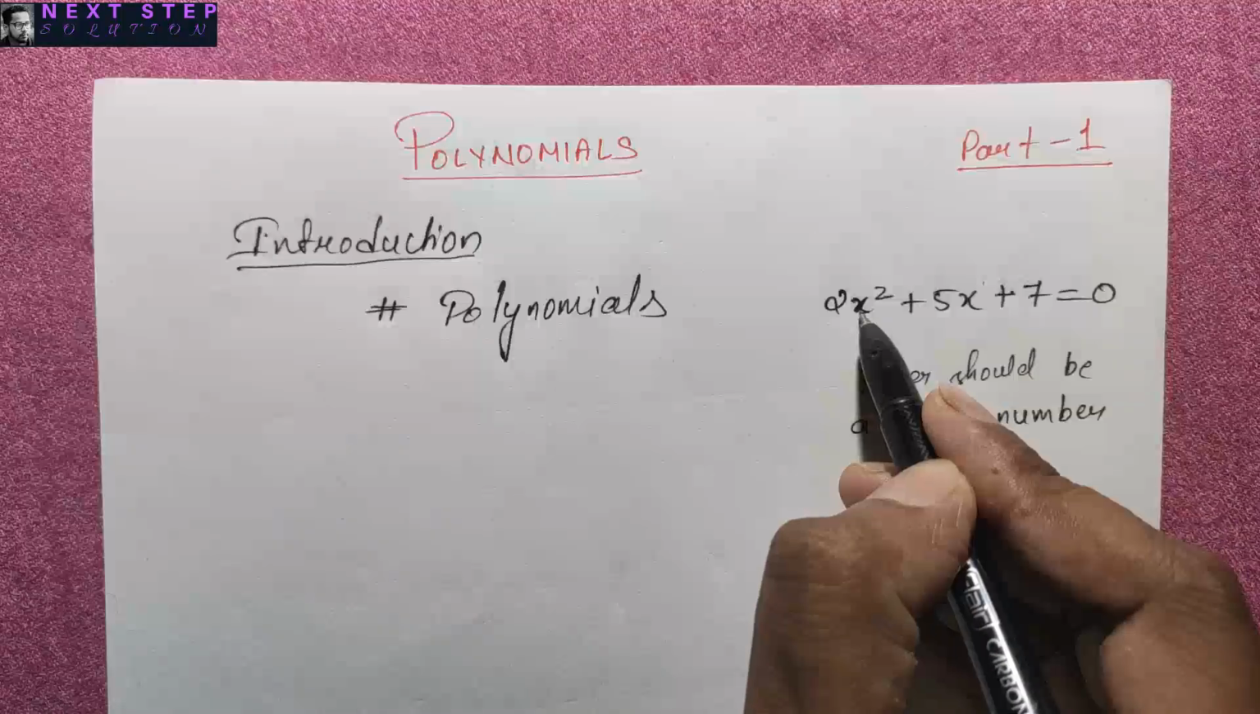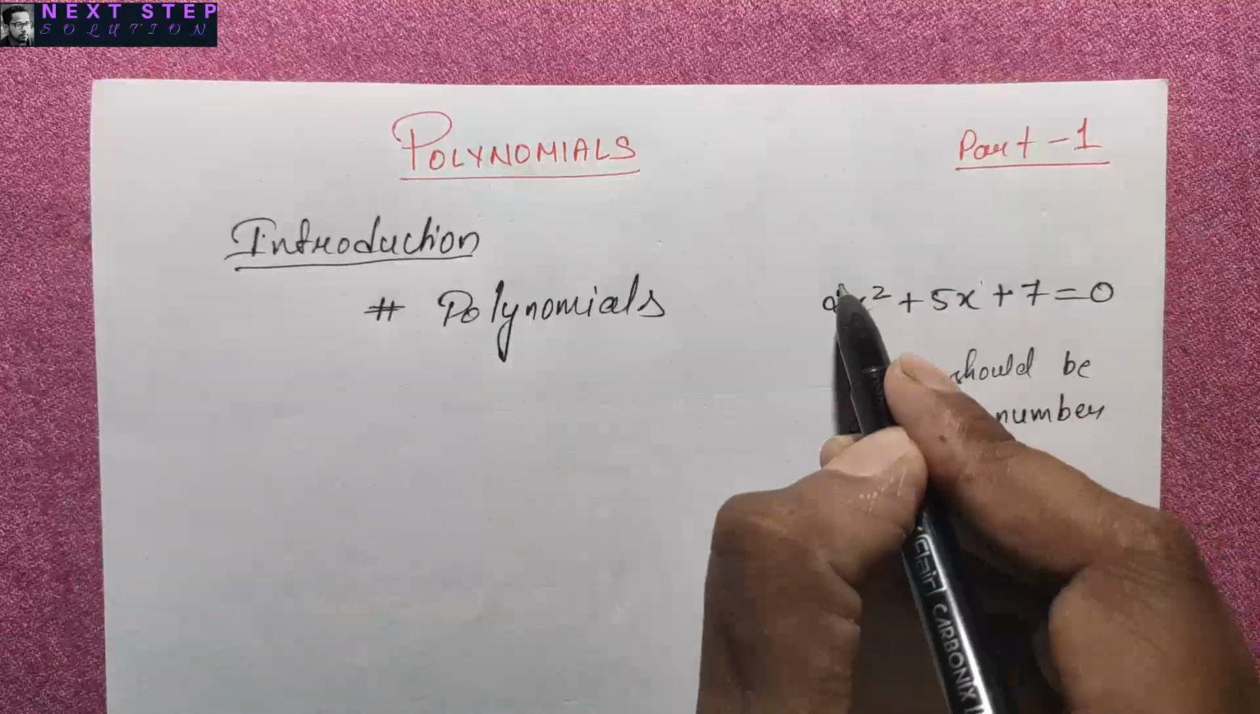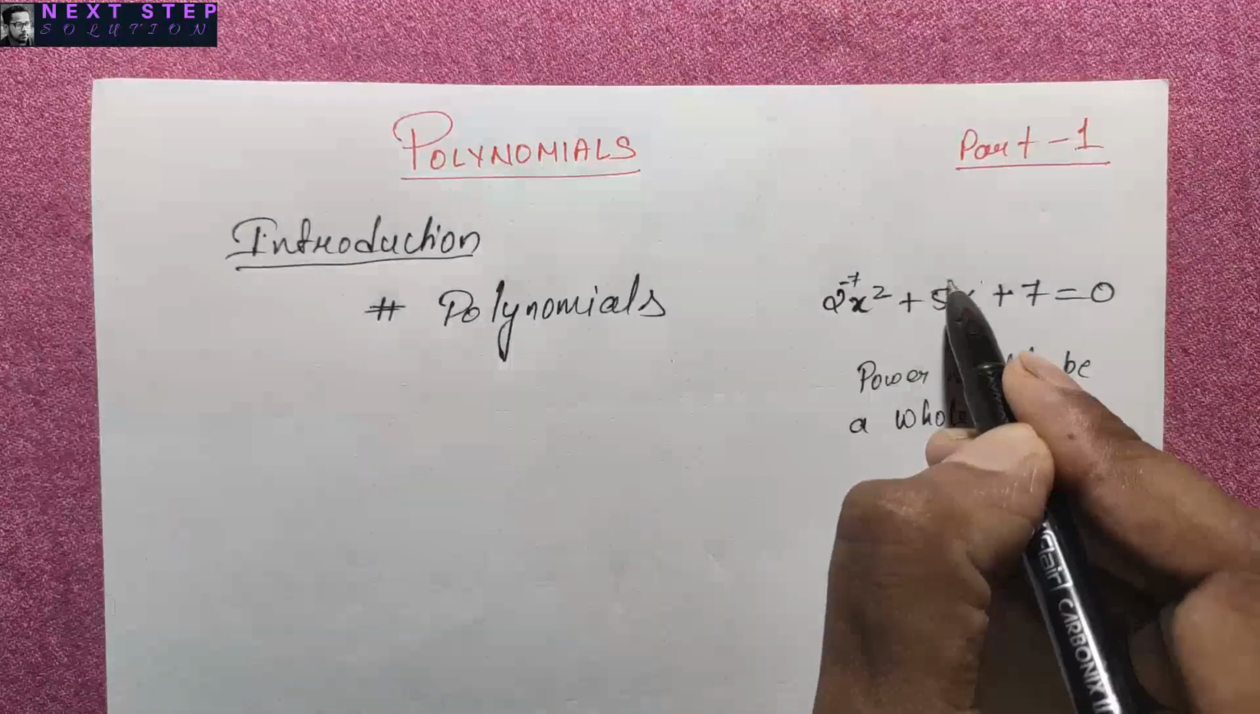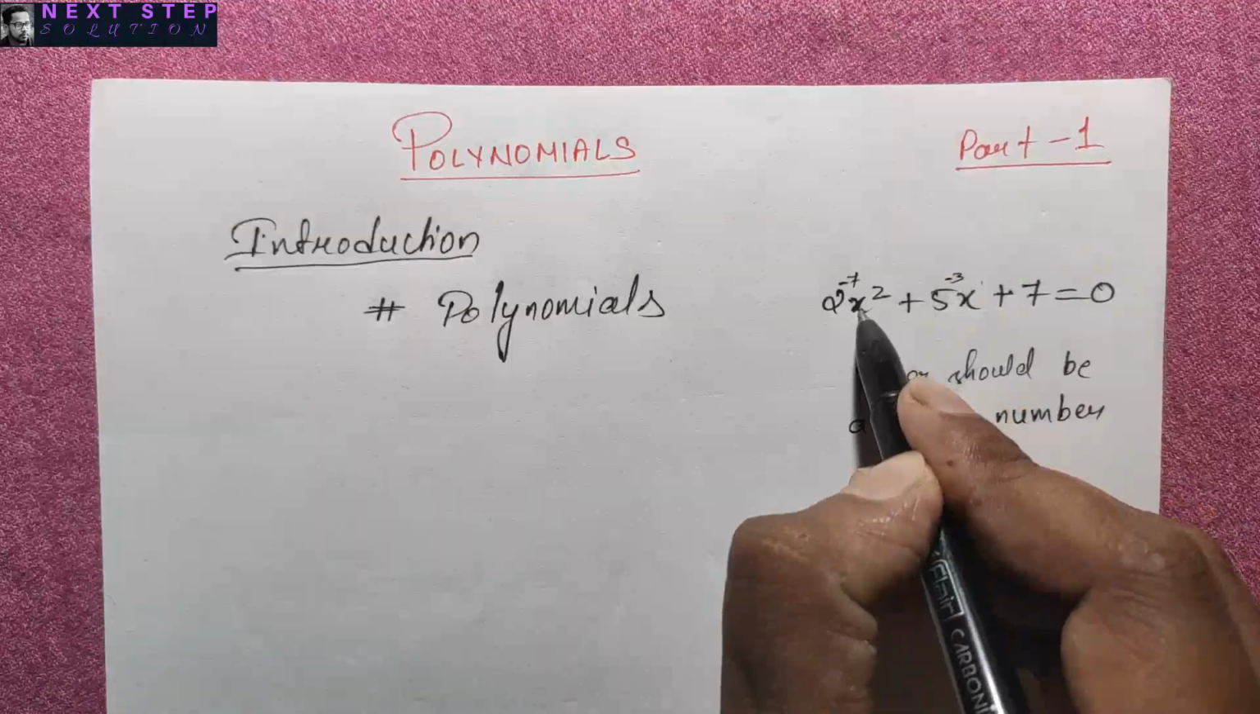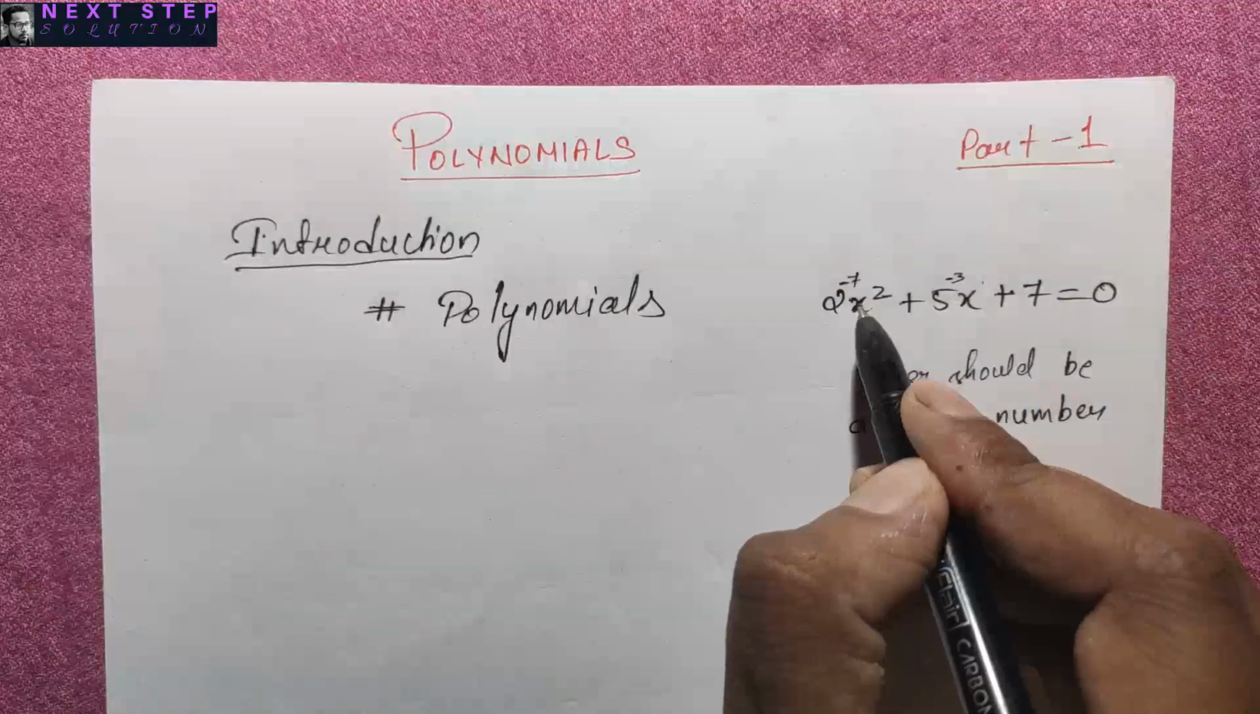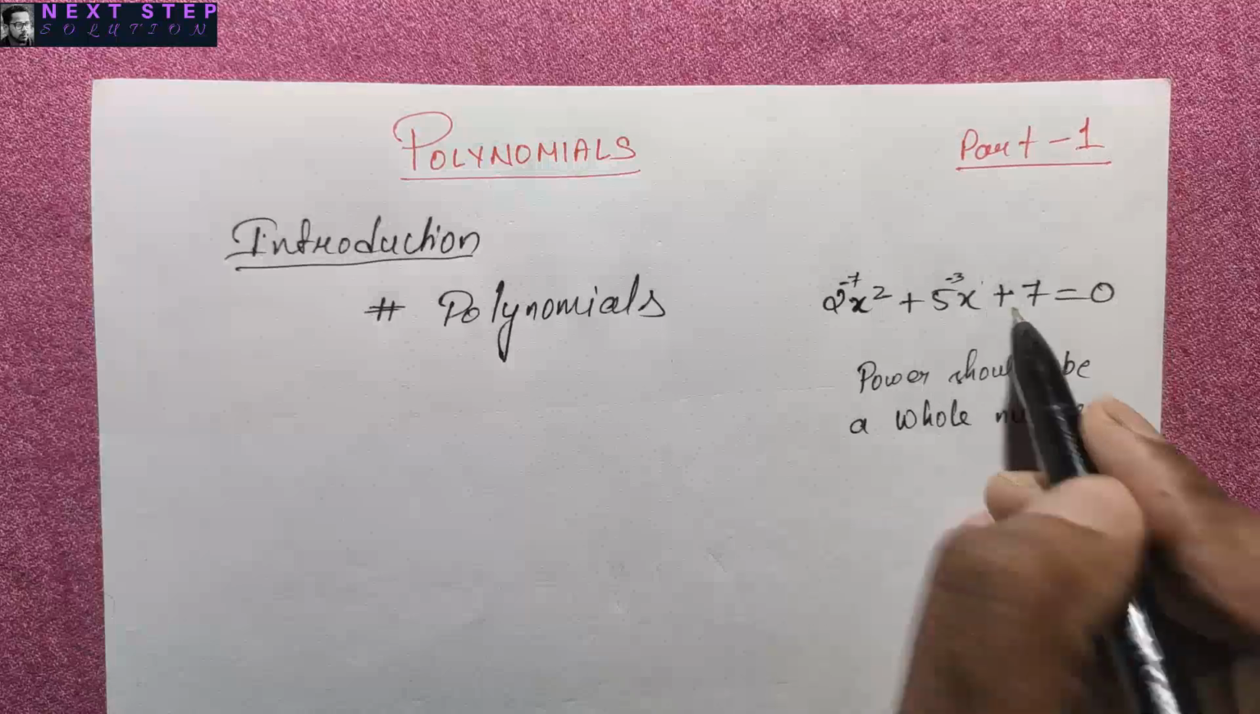Now, power of the variable, okay, and not of the number. This number can have minus 7 as its power. This number can have minus 3 as its power. But these variables should not have negative or fractions as the power. These should be whole numbers.